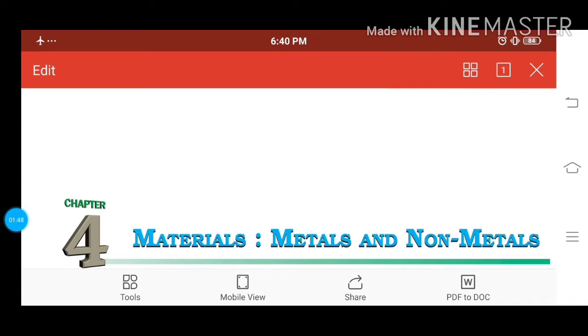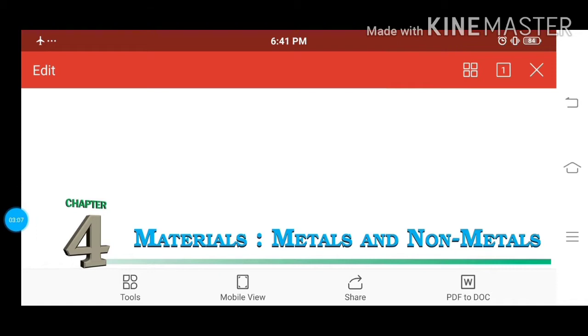So here you can see chapter 4, materials, metals and non-metals, and this is a chapter of class 8th. Today we are going to discuss this chapter, and I will try to clear all the doubts here. So we can start.